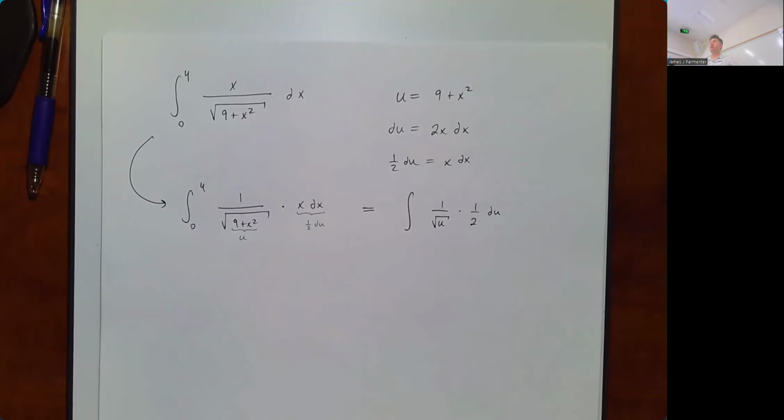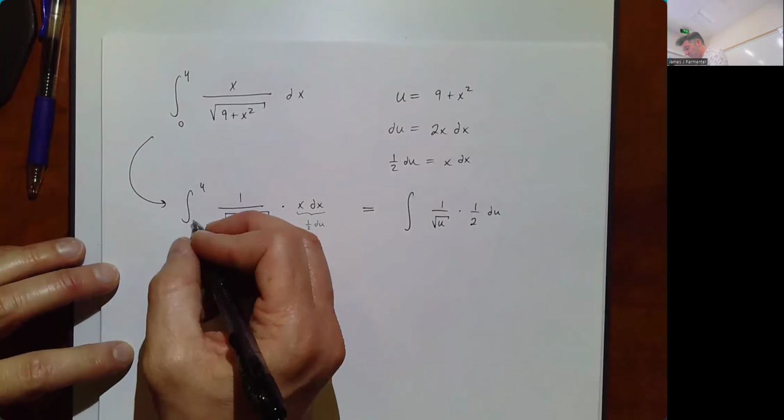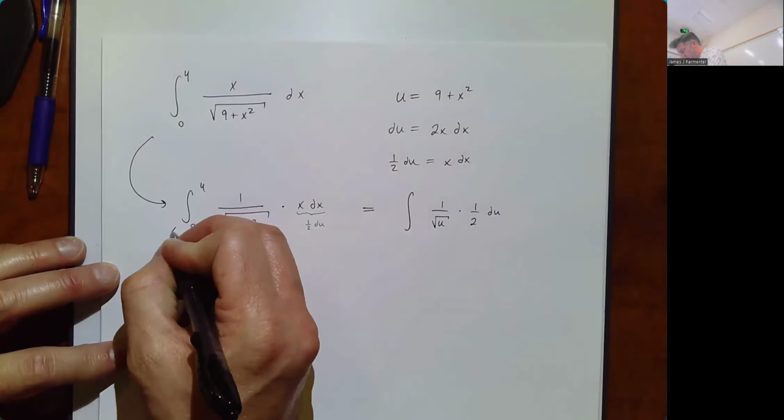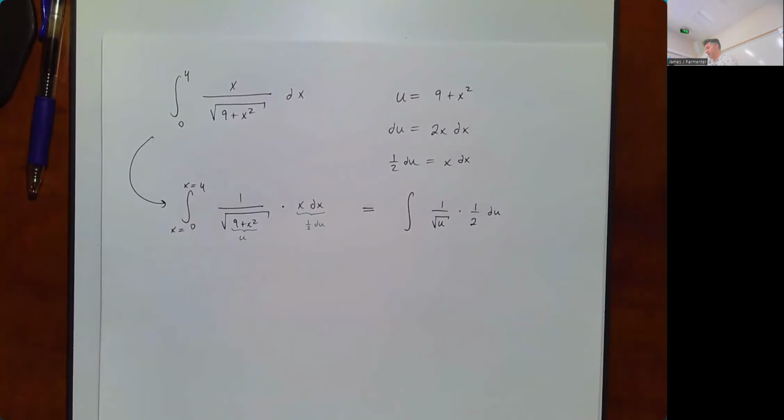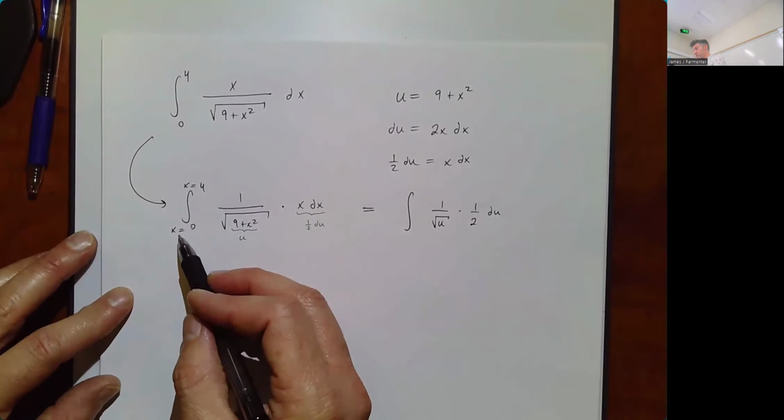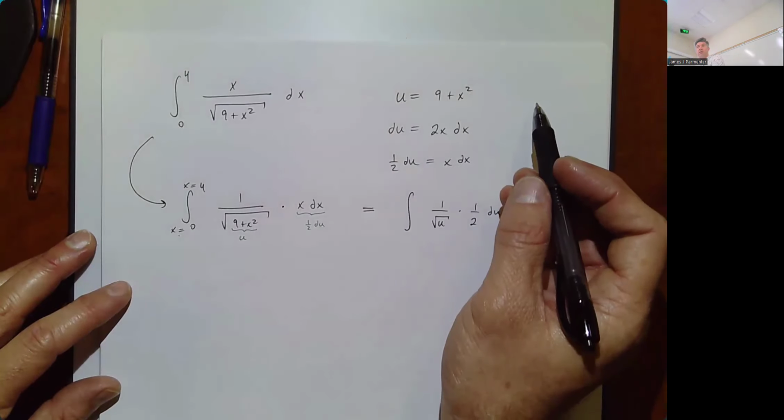So there's my new integrand in terms of u instead of in terms of x. But I will point out my limits of integration, those were x values. This is from x equals 0 to x equals 4. And now my integral is in terms of u. There are a couple ways to do this, but I think the best way, and most people agree, is usually to change your limits of integration. So I'm going to change my x values to whatever the corresponding u value should be.